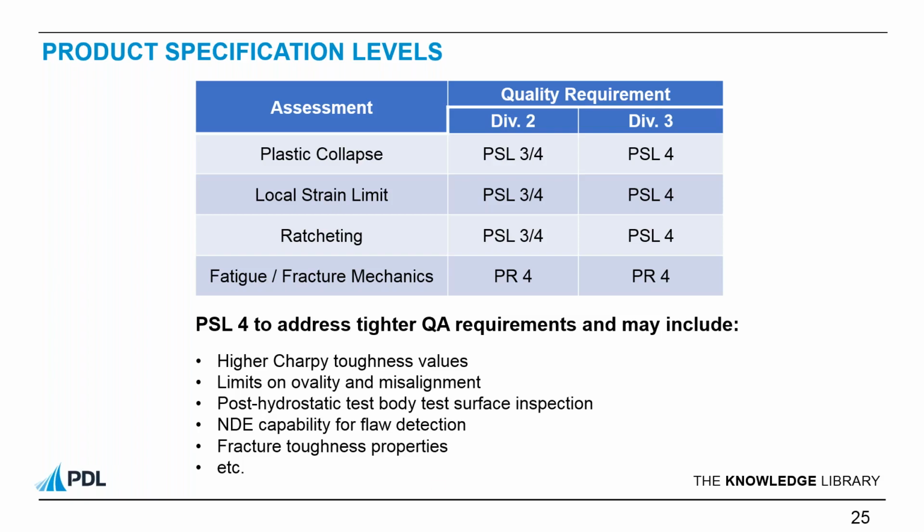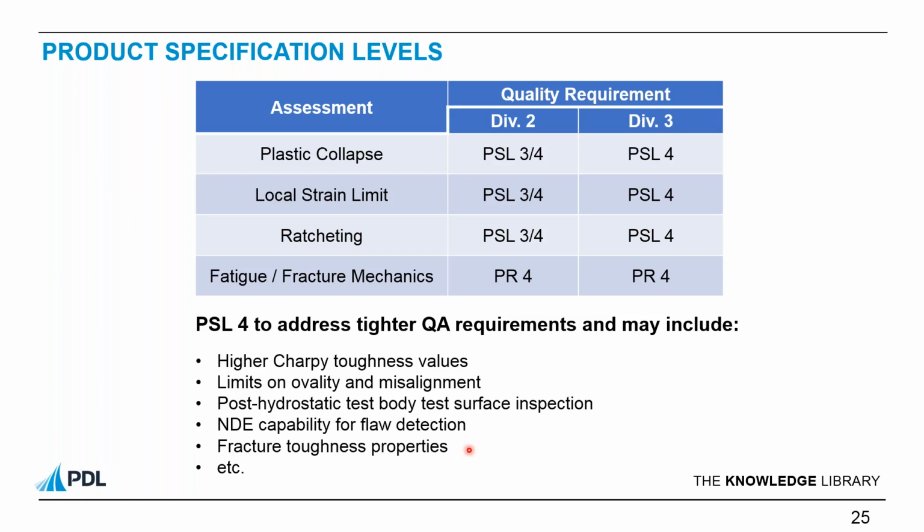But essentially, going from product specification level 3/4 to product specification level 4, as required between Division 2 and Division 3, may result in the need to achieve higher Charpy toughness values. There may be additional limits on ovality and misalignment. There may be a greater requirement for post-hydrostatic test inspection, non-destructive examination to detect any flaws within your structure of critical sizes or of a maximum size, and a requirement to develop the fracture toughness properties.